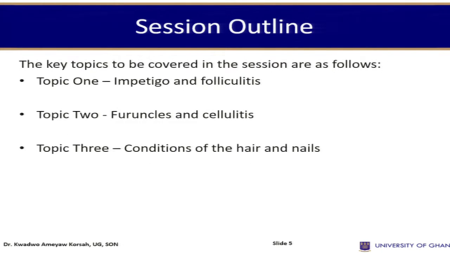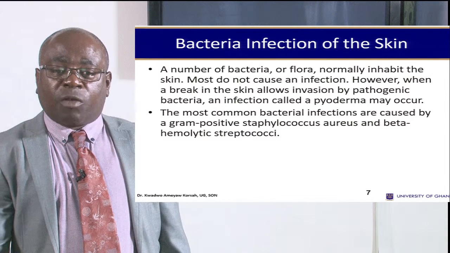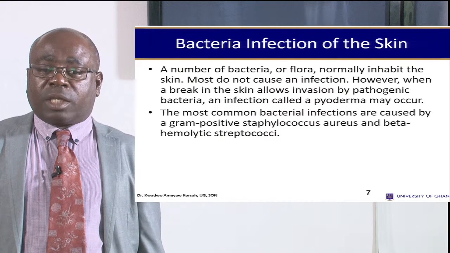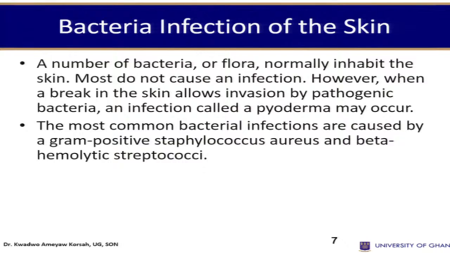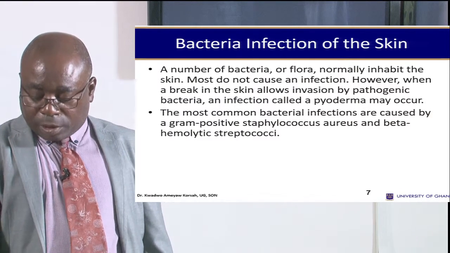And so the key topics to be covered in the session are as follows. We have impetigo and folliculitis, we have carbuncles and cellulitis, and then conditions of the hair and nail. So impetigo: a number of bacteria or flora normally inhabit the skin, and most do not cause infection. However, when there is a break in the skin that allows invasion by pathogenic bacteria, an infection called pyoderma may occur. The most common bacterial infections are caused by gram-positive Staphylococcus aureus and beta hemolytic streptococci.